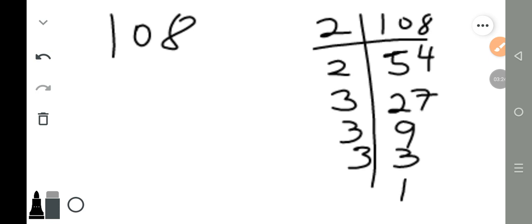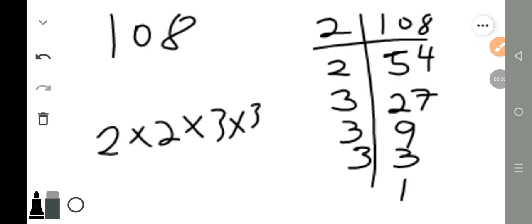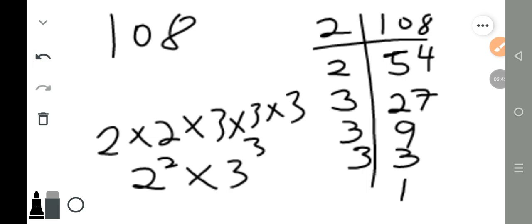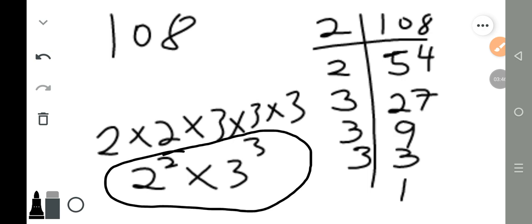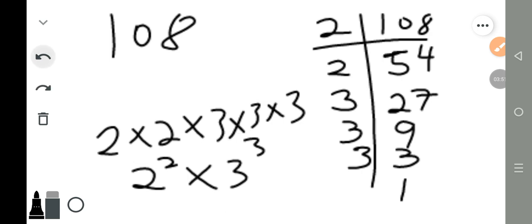So the prime factors of 108 are 2 times 2 times 3 times 3 times 3, which can also be rewritten as 2 raised to power 2 times 3 raised to power 3. You don't need to rewrite it this way, especially if you have not done exponents. But if you understand exponents, it is easier to write it this way.